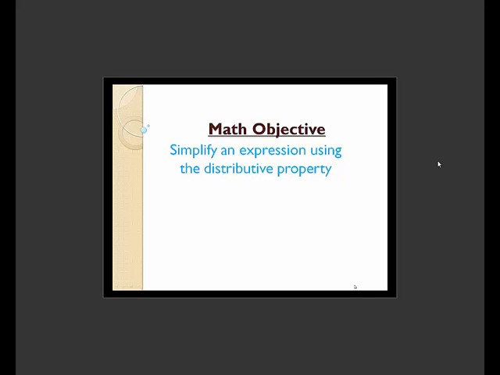Today's math objective is to simplify an expression using the distributive property. But what does distributive property even mean? I think we need a mathematician to help us out.